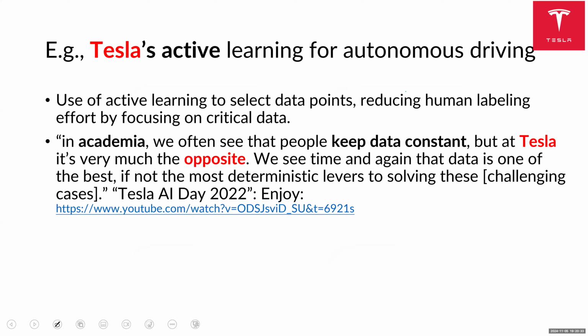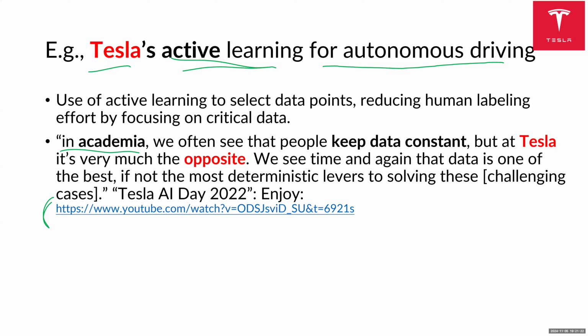Now, who are the big companies actively doing active learning? Because it's impossible to make an enormous amount of data annotations by human beings. All right. Say Tesla, they employ active learning for their autonomous driving. If you watch this YouTube lecture from Tesla AI Day 2022, what they say exactly is that in academia we often see that people keep data constant, which is true, because my data set is fixed. If I want to make more data, I need more people, more data collection, and more annotations, and so on.